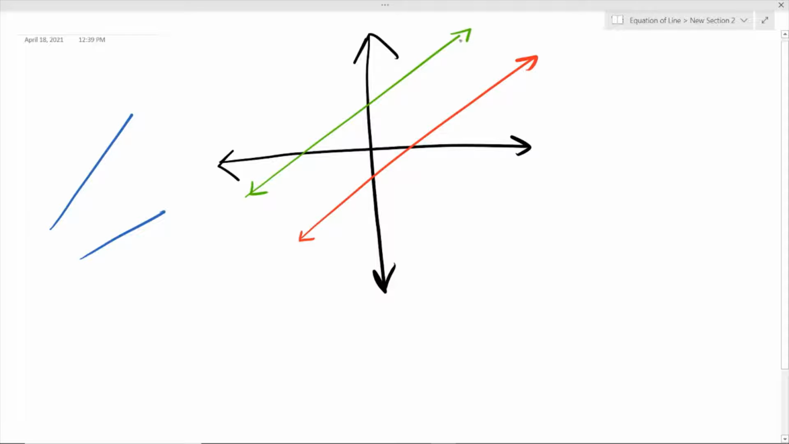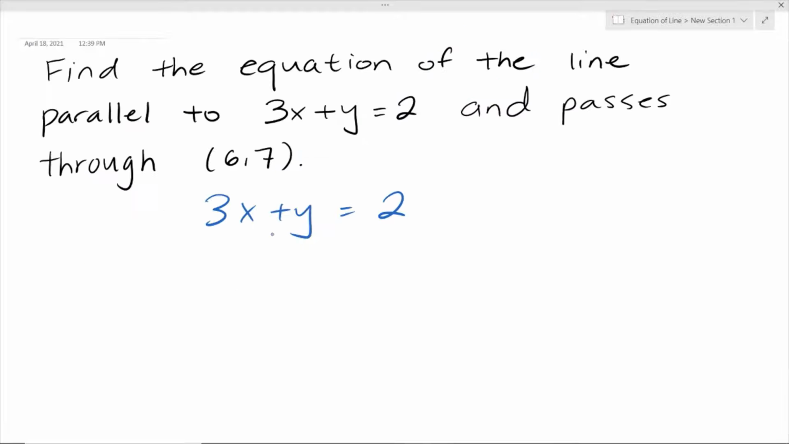But here, the steepness is the same. It's about the same difficulty to climb up the hills, and slope denotes steepness, which means that these two lines, since they have the same steepness, will have the same slope.